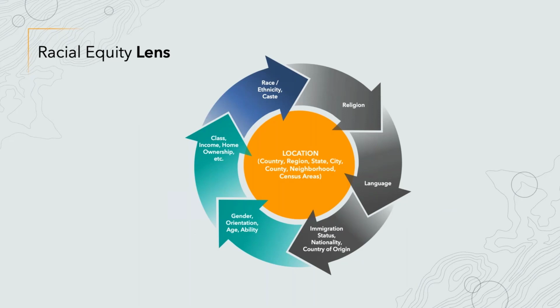Organizations are trying to apply a multifaceted, intersectional racial equity lens to examine and address disparities. And racial equity lenses include race and ethnicity, religion, language, country of origin, nationality, immigration status, and moreover, those factors intersect with other social characteristics, including gender, sexual orientation, age, ability, and characteristics that convey the sense of social or economic class like income, home ownership, and more. And all of which either impact or is impacted by where people live, work, play, or travel.